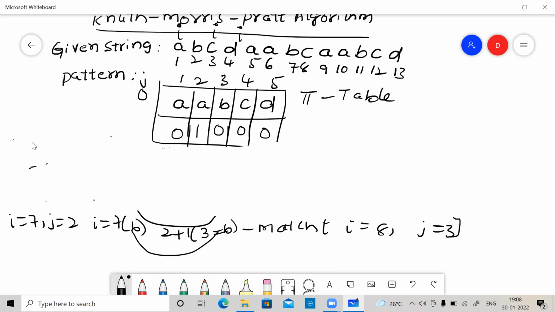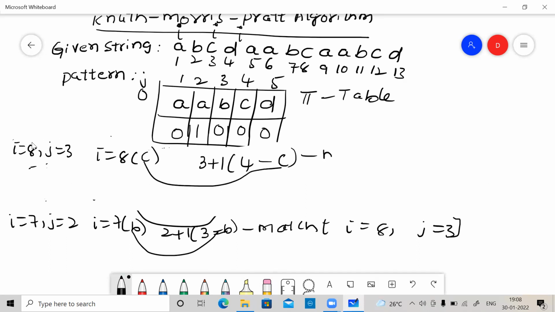Now at I is equal to 8 and J is equal to 3. At I is equal to 8, what is the value you are having? At index 8, what is the value you are having? C. At J plus 1, J is now 3, 3 plus 1, so you'll be having 4. At index 4 of this pattern, you are having C. So again, these two values are same. Match. Match is found. Increment I.